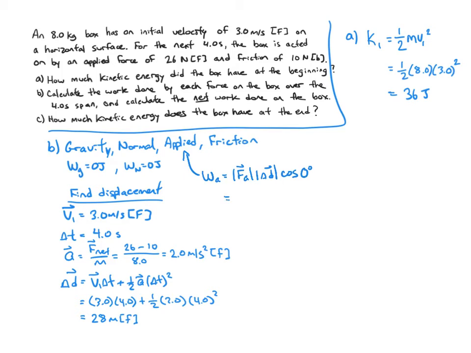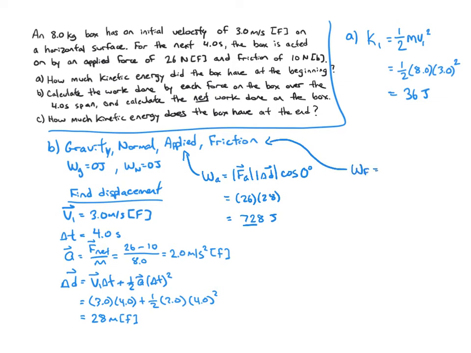So when I fill in the values, the applied force is 26. The displacement is 28 times 1. So it's just 26 times 28. I'll get a calculator out for that. That's 728 joules to 2 sig figs. Okay, so there's the work done by the applied force. And finally, I will do the work done by friction.